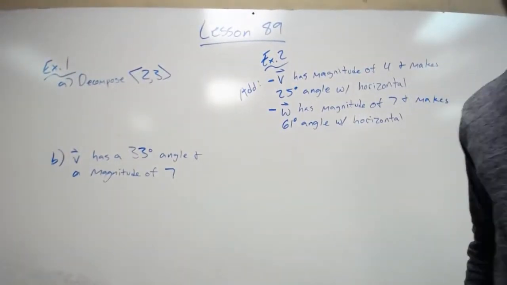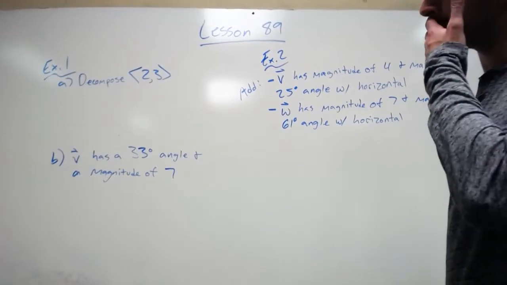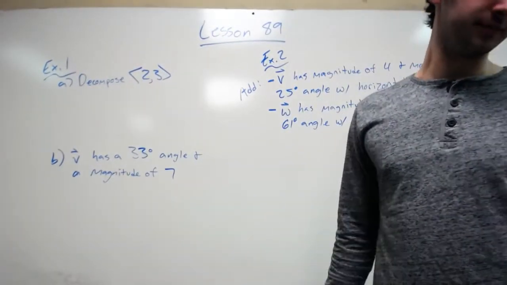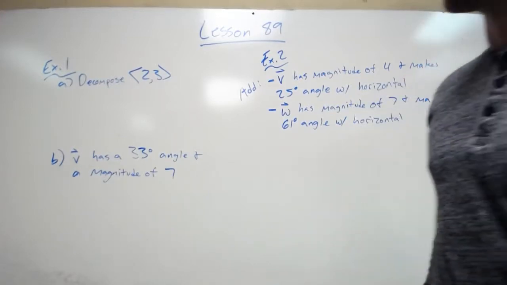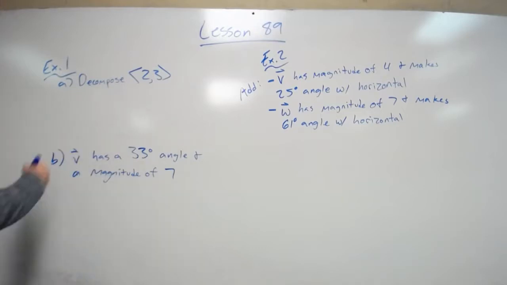In lesson 89, we're going to look at vector decomposition. Remember, a vector is not a line, but a shape with a magnitude. It goes a distance, it's not a coordinate. It says decompose vector 2, 3.